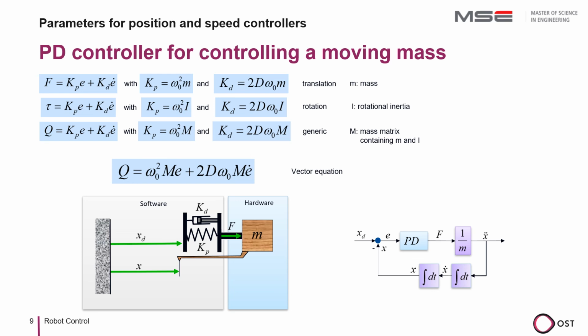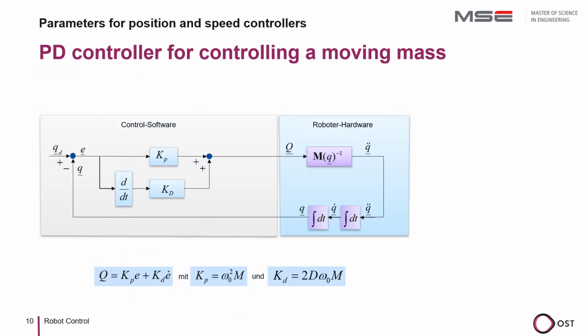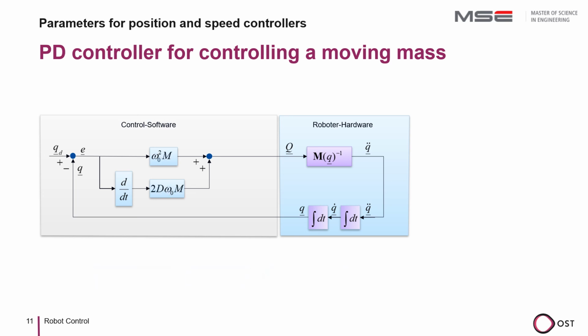In the most general case, one forms a vector equation with generalized robot coordinates. In our example, we use translational representation. With these findings, our generalized PD-controlled system looks like this. We can determine and insert the parameters directly from the specifications. For better visualization, we can insert the meaning of the control parameters directly into the control diagram.